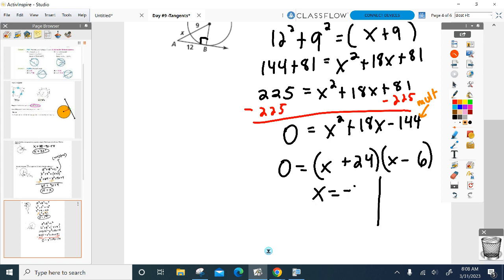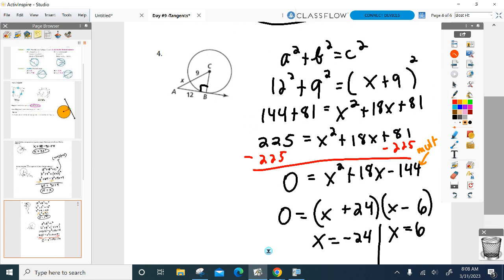So one answer will be x equals negative 24, the opposite, and x equals positive 6. And let's have an awkward staring contest until somebody tells me what's wrong. The math's correct. Problem with that being negative 24? Can't have that, right? Can't have that. So we got to reject my negative 24 and just keep 6.